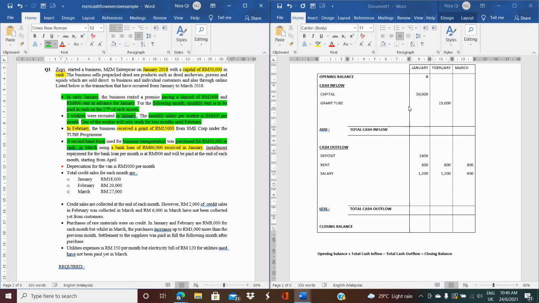So now you have to input here. Okay, the third information here is on the loan. Okay, so loan here, when was it received? It was received in January. So how much was the loan? 60,000. Okay, and then this amount was used to pay in the acquisition of a second-hand truck.